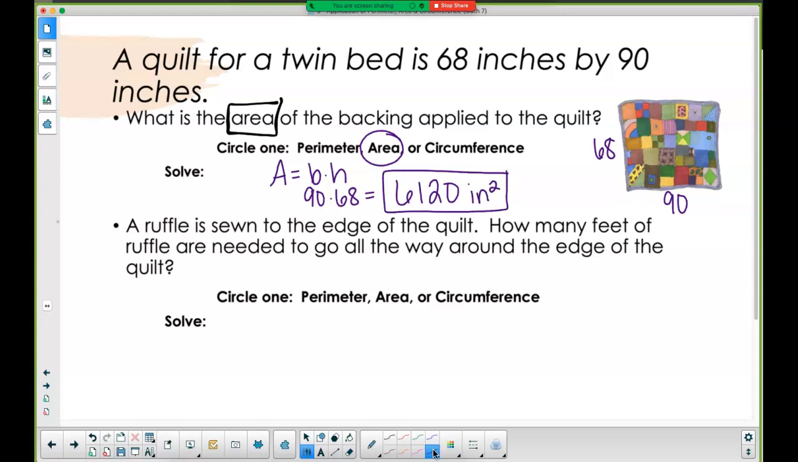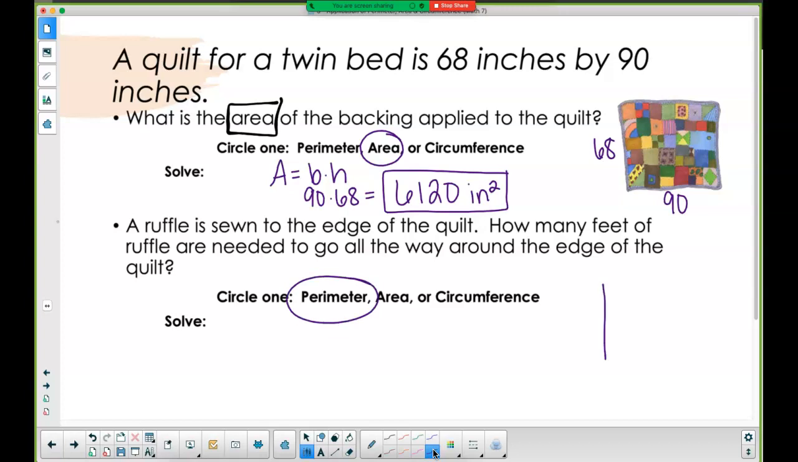Okay? Then it says, the second part, a ruffle is sewn to the edge of the quilt. How many feet of ruffle are needed to go all the way around the edge of the quilt? Where does the ruffle go on a quilt? Is it the perimeter, the area, or the circumference? If we're putting a ruffle around the edge, is that perimeter, area, or circumference? What do you think? Go ahead, Brandon. Perimeter, right? It's going around the edge.